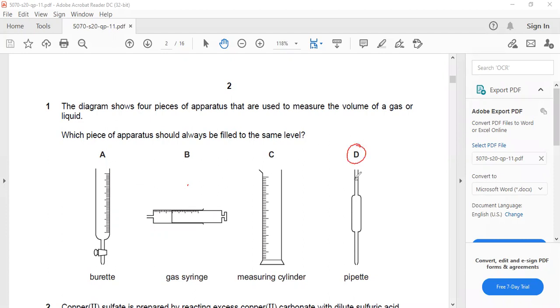You have to fill till here to take 25 cm3. Suppose it is 25 cm3 volume, you cannot take till here, you cannot take till here, you have to take till this level. If it is 10 cm3 or 25 cm3, whatever it is, with a pipette you have to fill only to one level to take the liquid. So D is the answer.